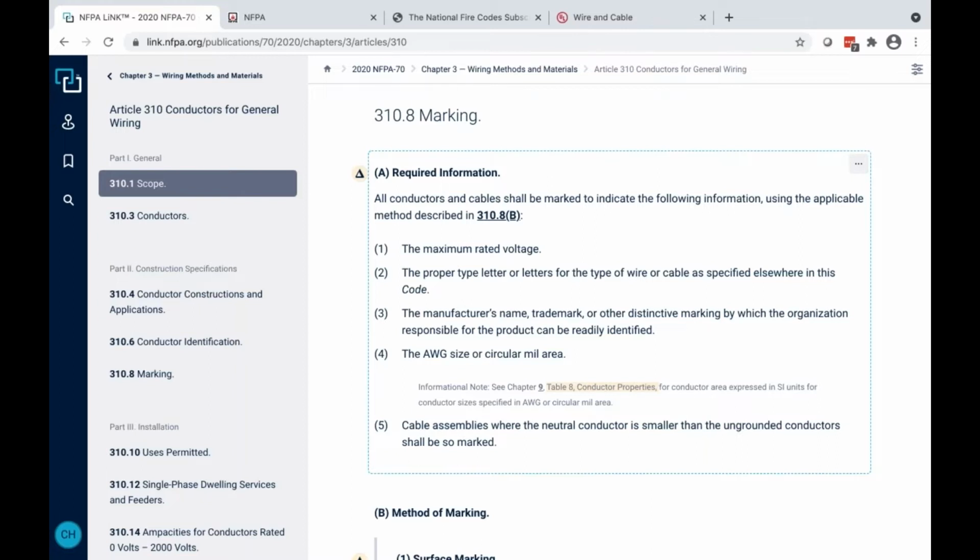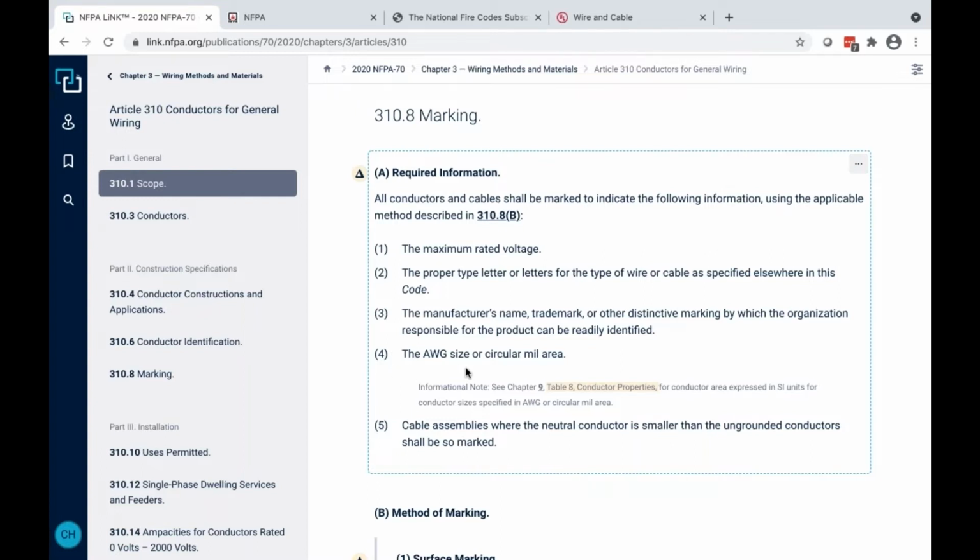It has to have the maximum rated voltage. It has to have the type letter or letters for the wire. And that's really important because that tells us how we can use it and where we can use it. The manufacturer's name, trademark, or other distinctive marking, some way to identify the organization that made that conductor. And inspectors and UL and other industry participants use that information if they have a question about an installed wire or cable, or if there's an issue that comes up during the installation.